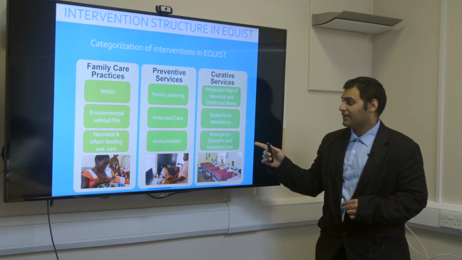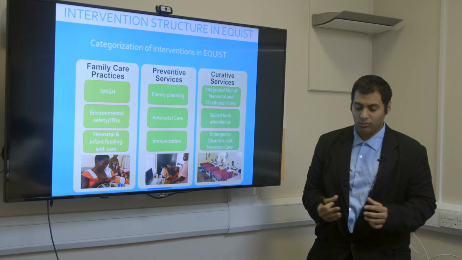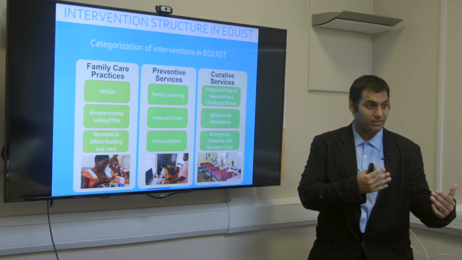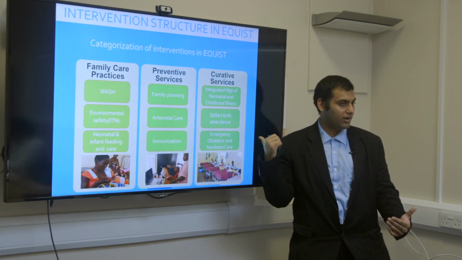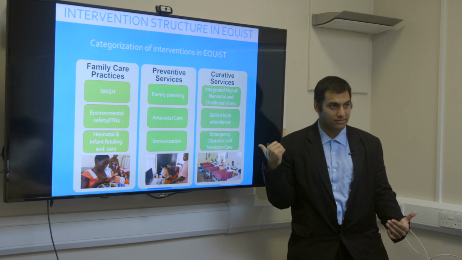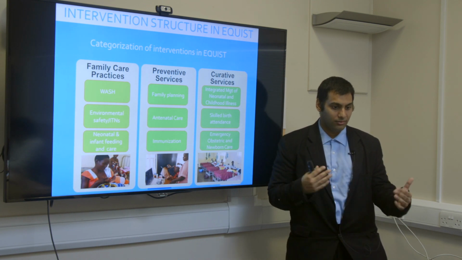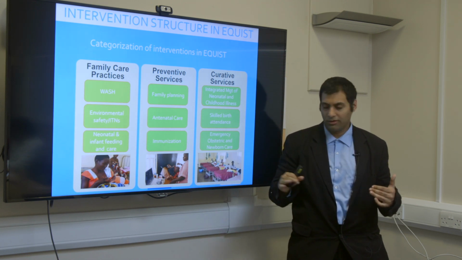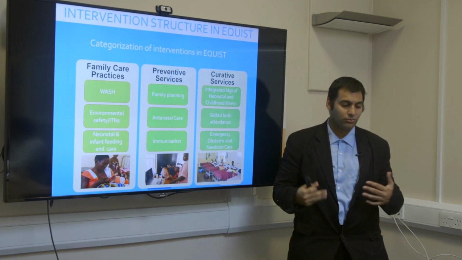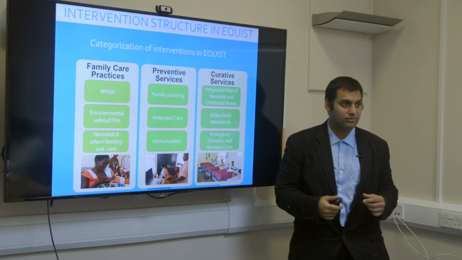Under skilled birth attendants, this is also an important intervention. We're trying to see here whether deliveries are being held within health facilities, first of all, and by skilled birth attendants. So we're trying to identify also here, if there are issues and there is lower coverage of these interventions, what the reason is why populations are not accessing health facilities for delivery.